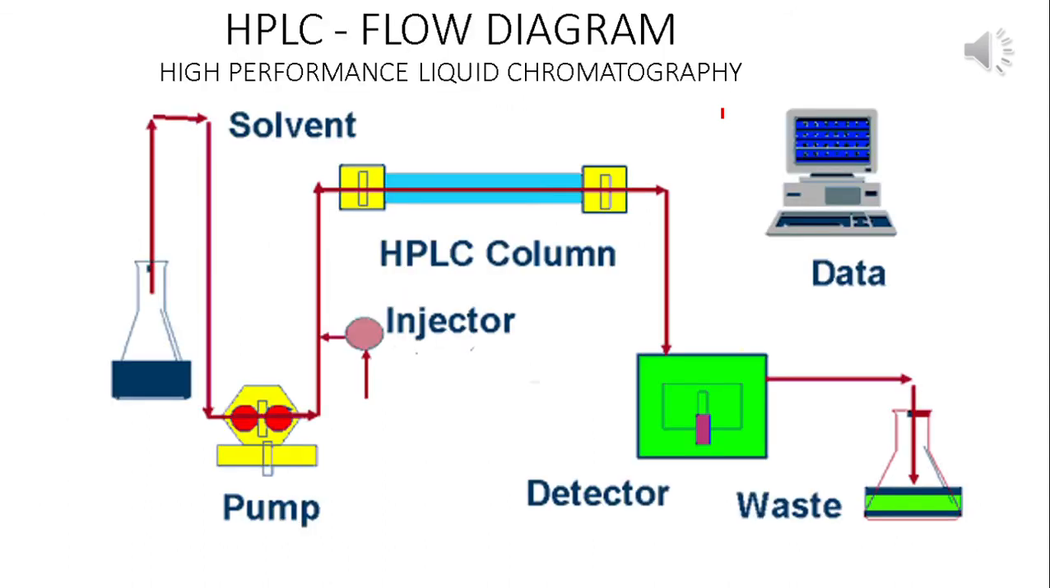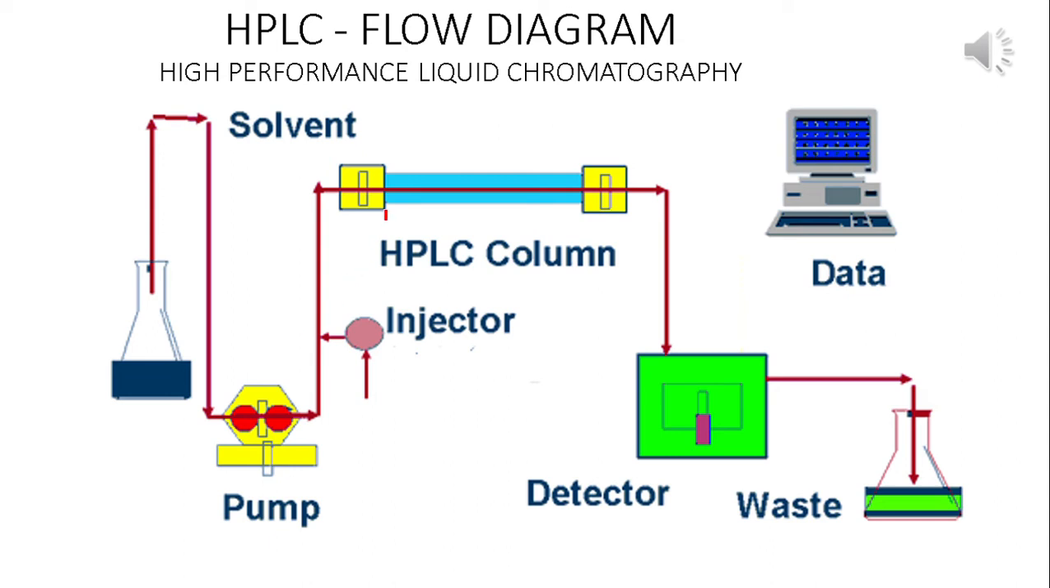Working of HPLC. The solvent is placed in a vessel and the solvent is pumped into the system using a pump at a predetermined rate. Then we have the injector. Into the system we are injecting the sample, a very small amount, for example 20 microliter of the sample is injected in the system. Then there is the column.